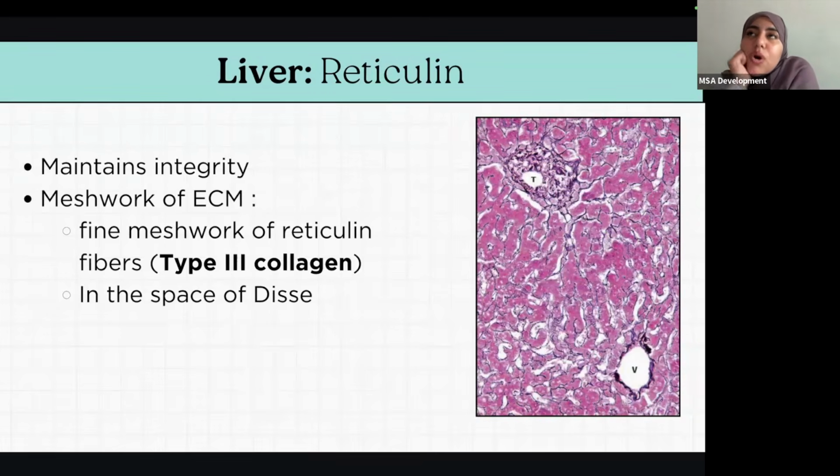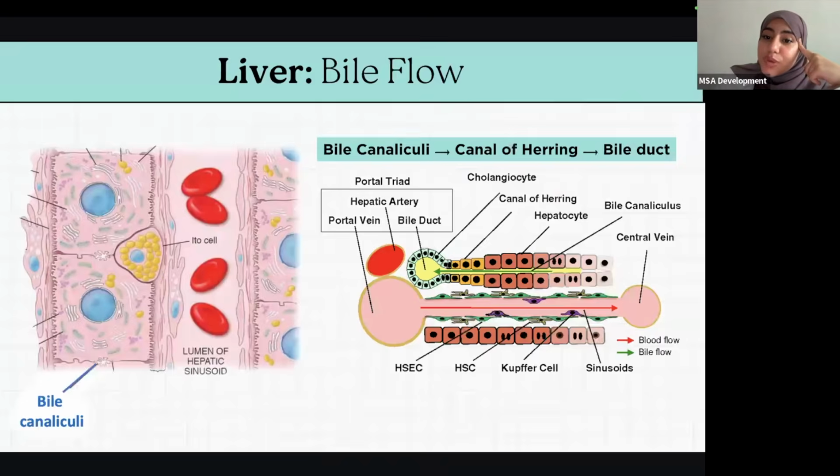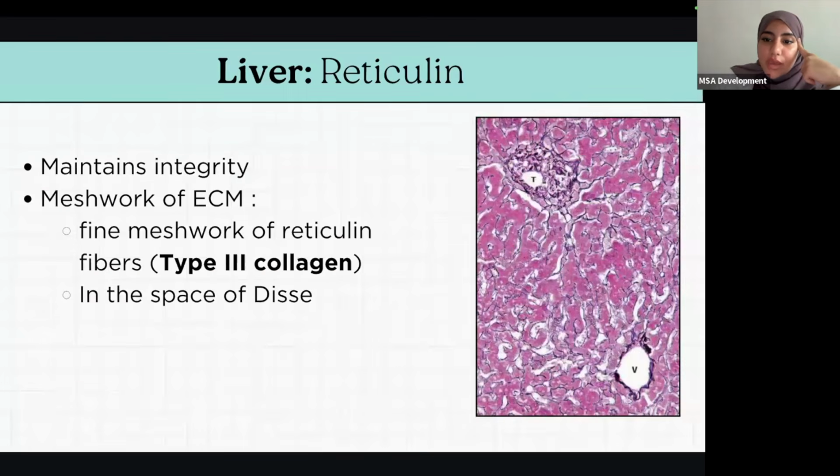Anyways, the reason the liver is so dense and structurally integral, if that's even a word, is because there's reticulin between the hepatocytes. And all you really need to know is that it's like a mesh of the ECM and it's type 3 collagen. Just like what was type 3 collagen? The space of Dice, or whatever it's called. Okay, all respect.